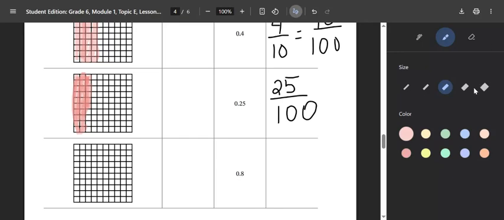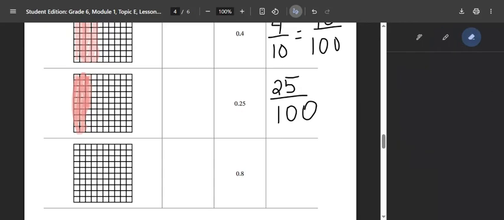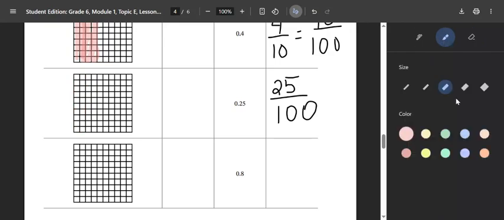I think I got one extra. You get rid of that one extra. Oops. Well, that didn't work out like I planned, but here we go again. 10, 20, 1, 2, 3, 4, 5. There you go.